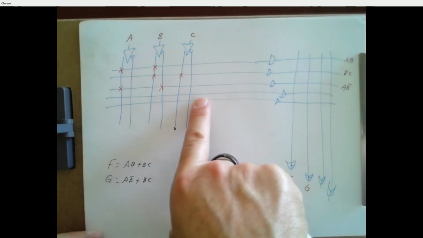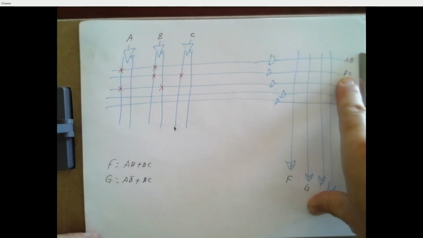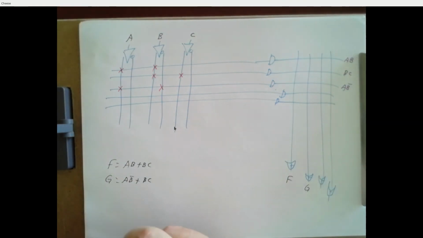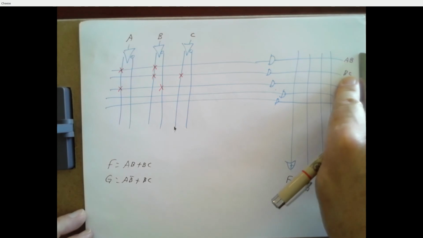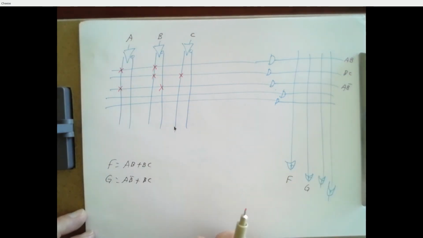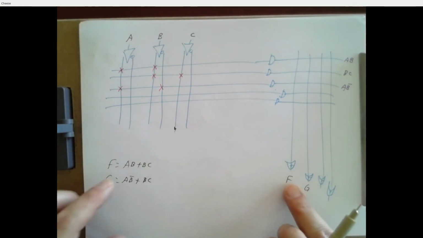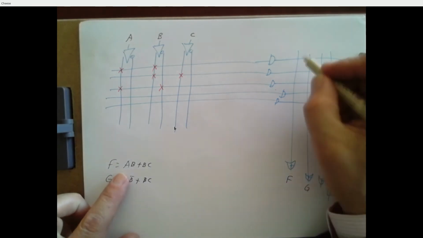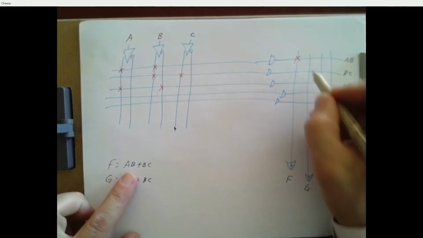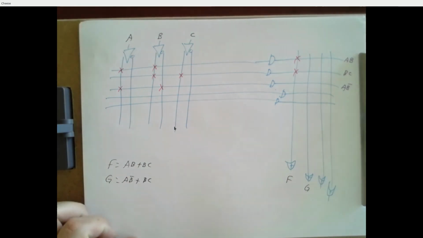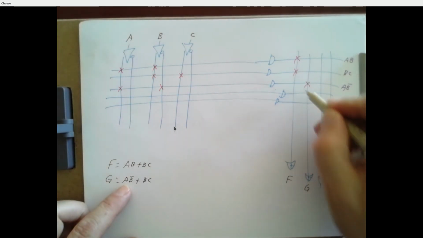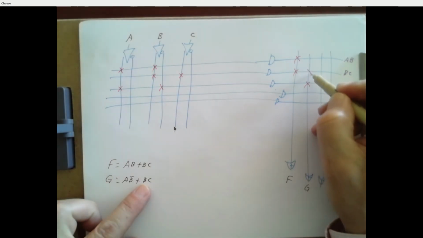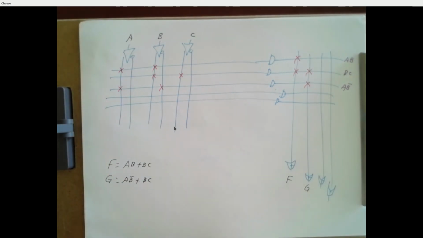Well, we could generate BC on here also, but we've also already got BC up here. So we don't need to generate it twice. We could if we wanted to, but we might just observe that we've already got a BC here. So here's one way to implement F and G. F should be the sum of AB along with BC. And G should be the sum of AB bar along with BC. There's your whole fuse map.